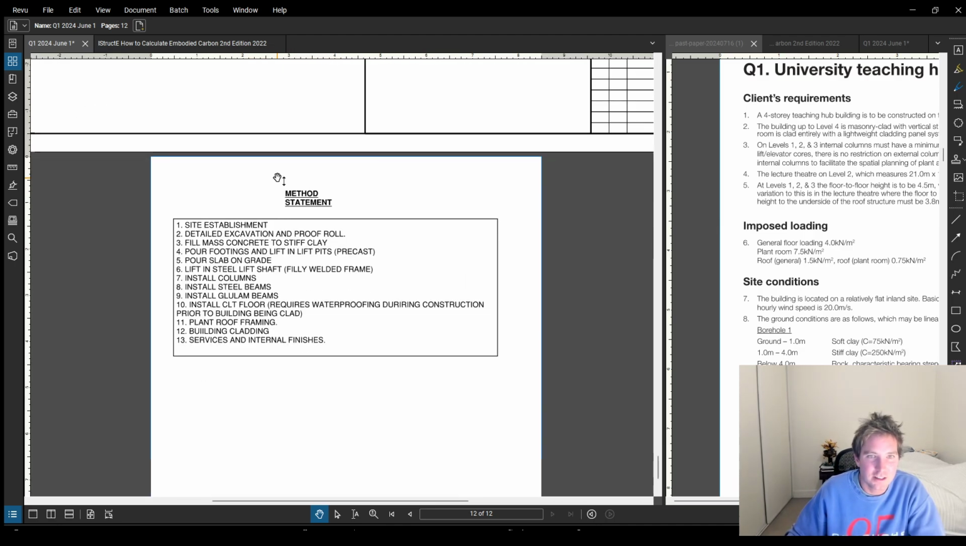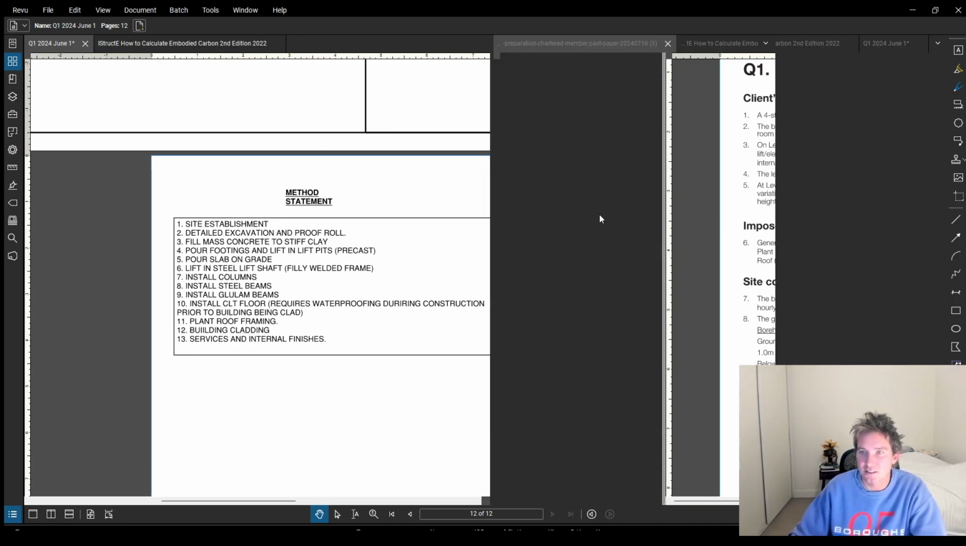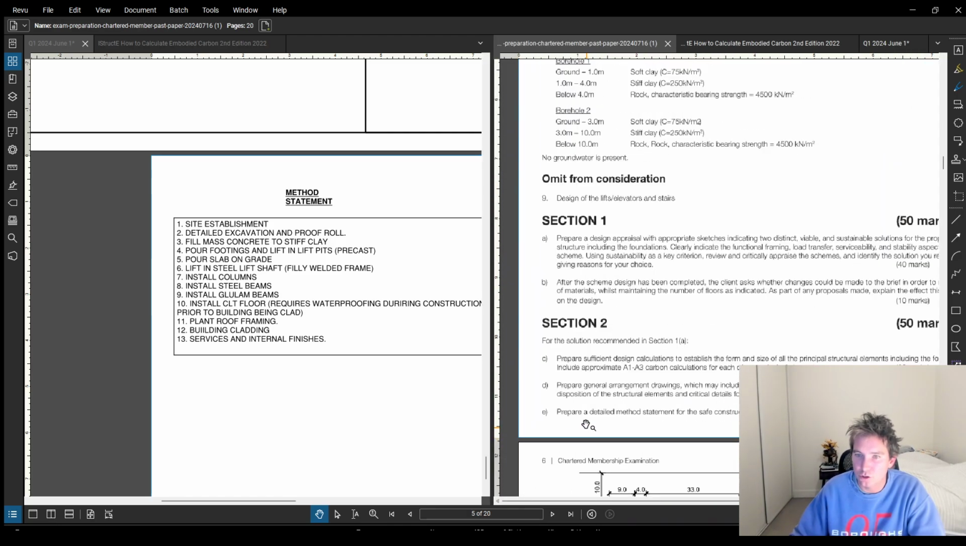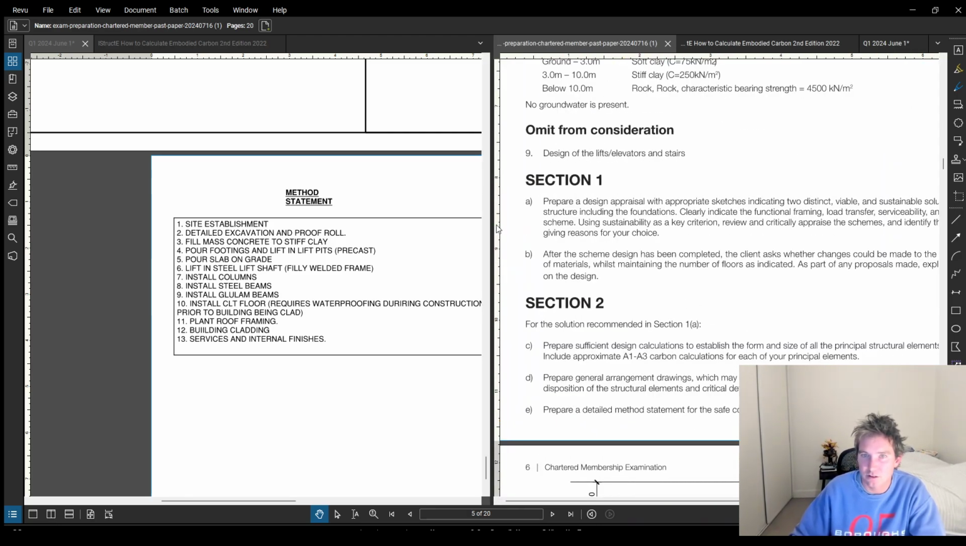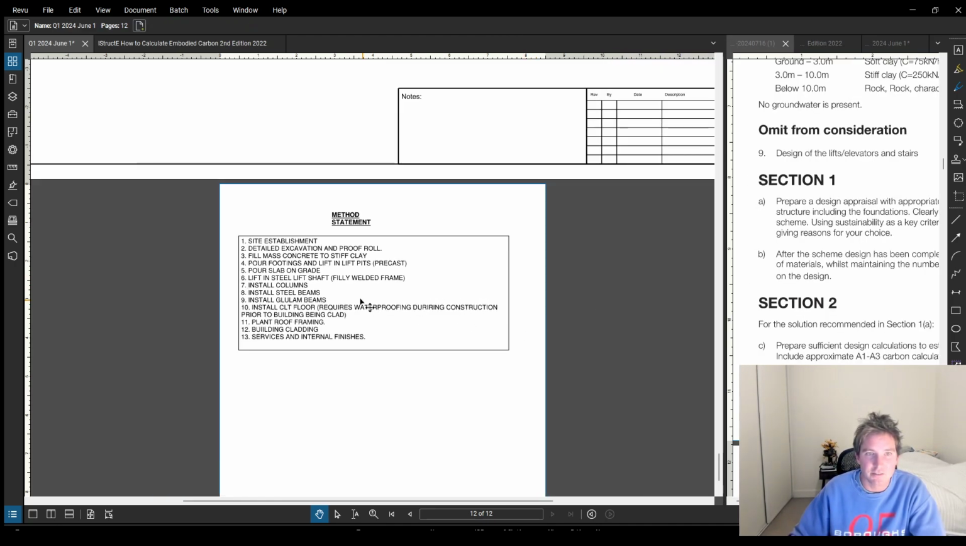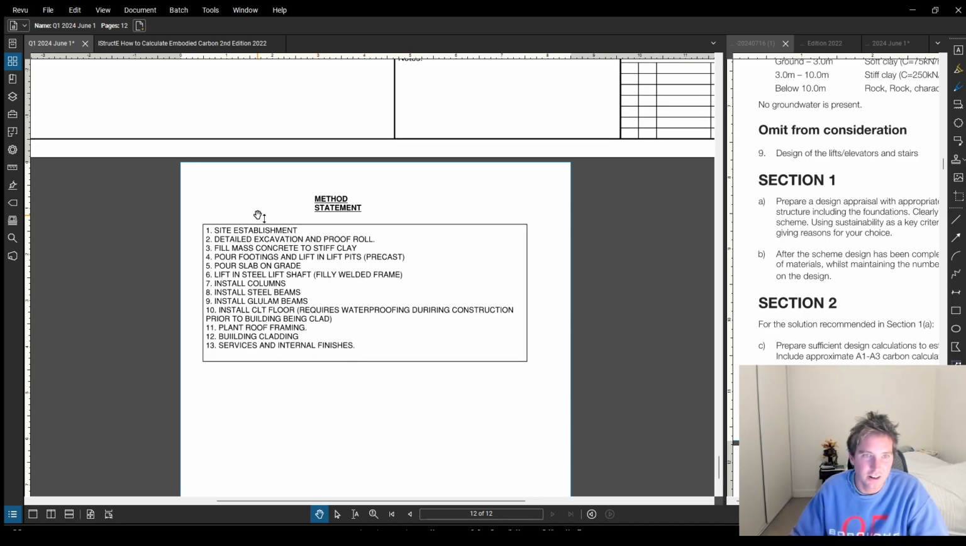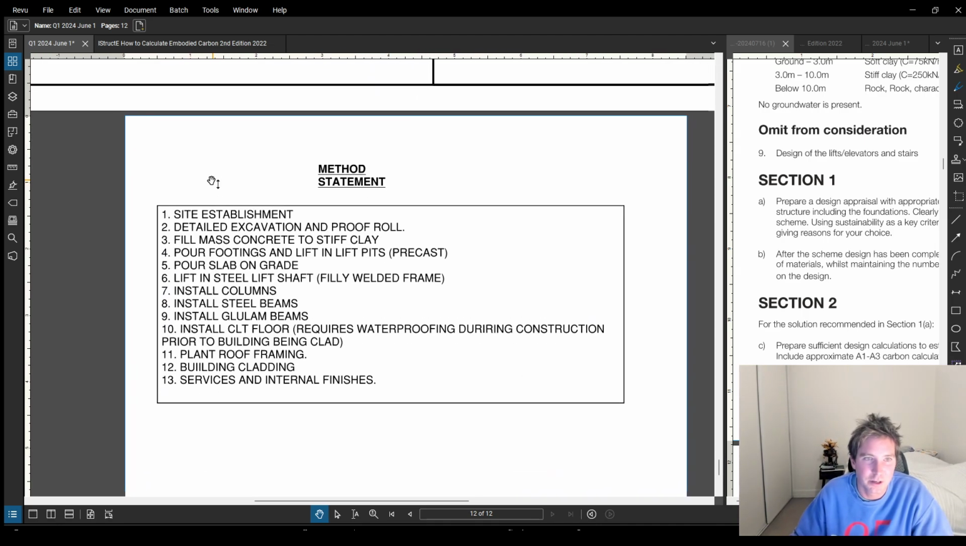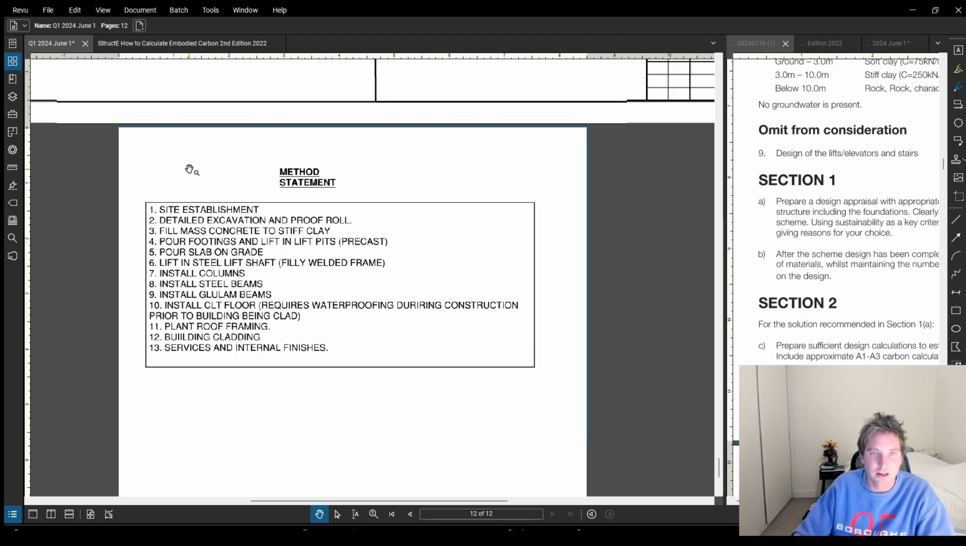Then finally, the last thing that it asks us to do here in section 2 is to prepare a detailed method statement for the safe construction of the works. If you think I missed anything here, again, just chuck it in the comments. It'd be good learning for myself and anyone else out there.